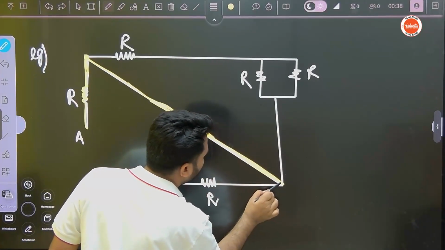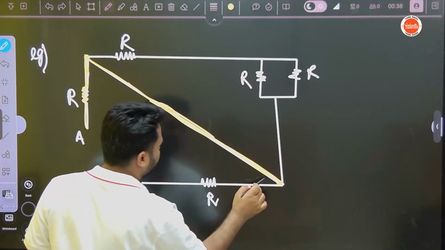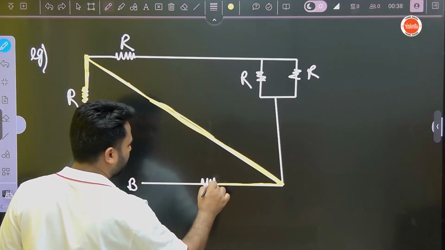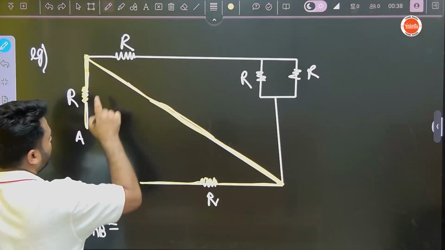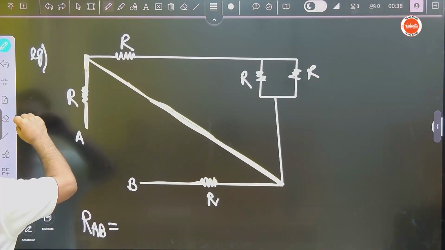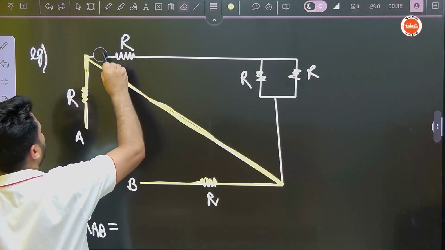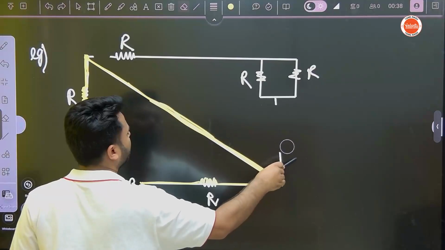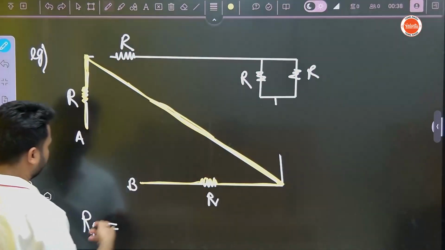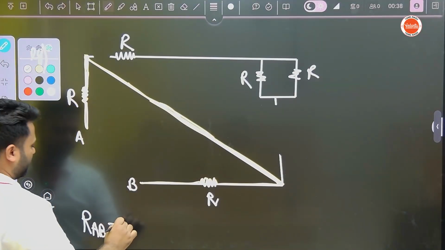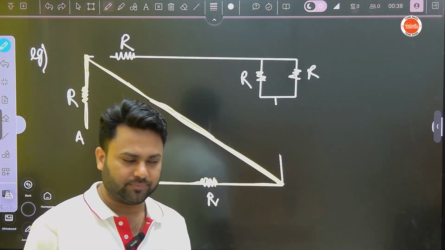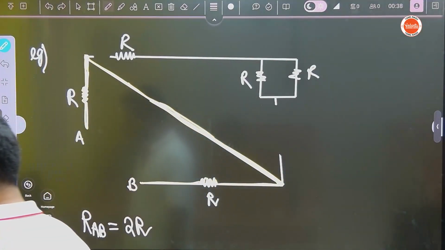Now again, when it reaches there, from A to B they are asking, so you have to come back to B. So this you can disconnect from the circuit. No use, you can leave it. So see, only this R and this R are in series. So R equivalent will be 2R. Correct? One more question.